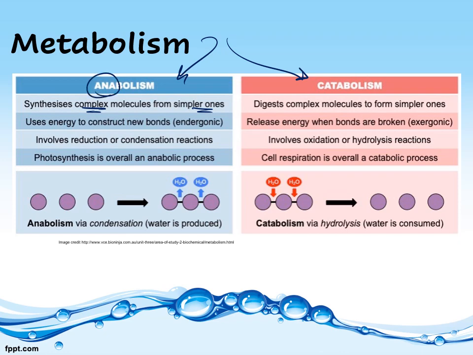So building things up like anabolic steroids, anabolism. We're going to use some energy to build new bonds between molecules. We're going to take these monomers and we're going to glue them together to make that polymer. And we're going to call this kind of chemical reaction condensation. We'll talk about why we call it condensation on the next slide.